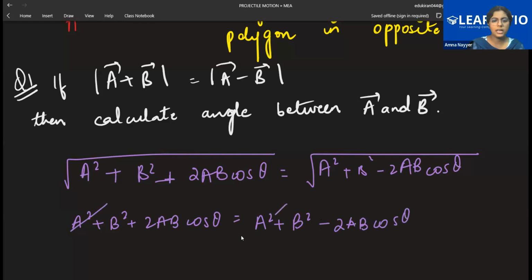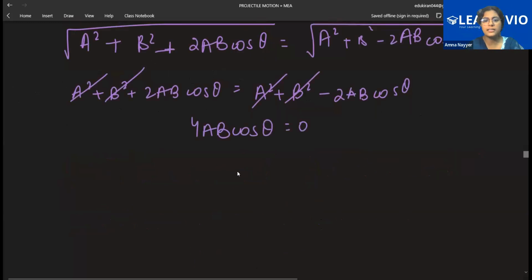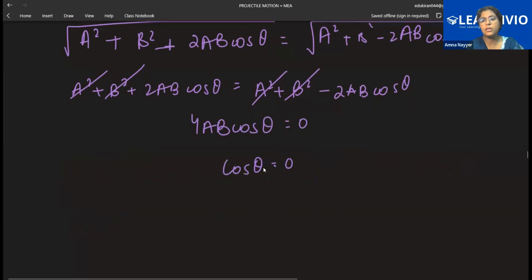See, A square will be cancelled, B square will be cancelled. So see, if I bring this here, it will become 4AB cos theta equal to 0. So it means I can say cos theta is equal to 0. Theta is equal to 90 degrees.